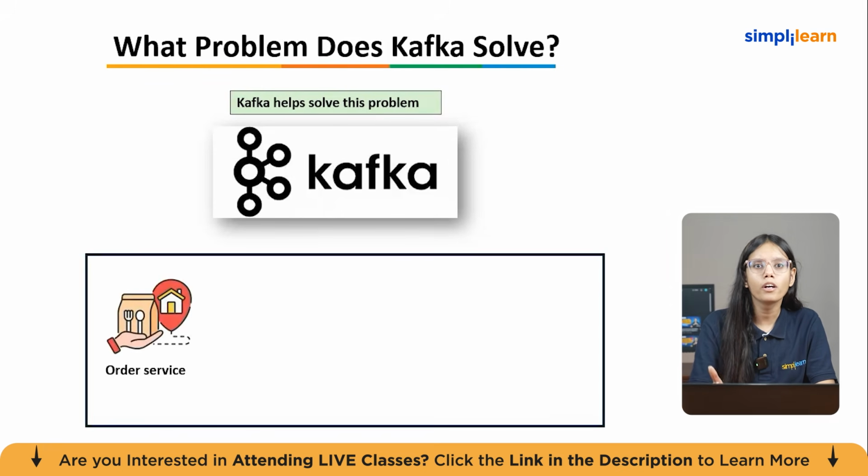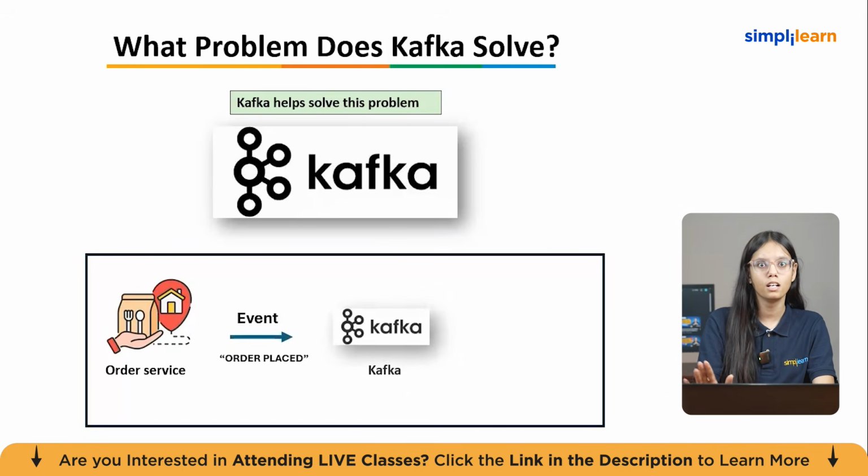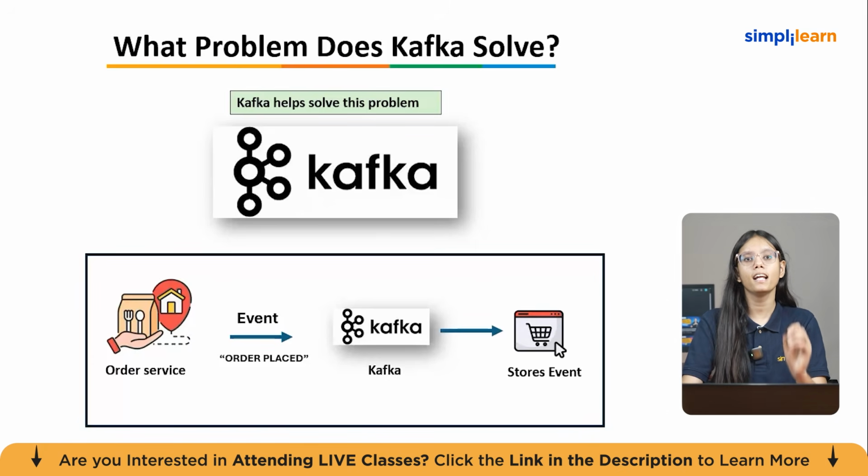Instead of directly talking to every service, the order service simply sends one event to Kafka, "order placed." Kafka stores that event. The other services can read it whenever they need. The inventory service can update stock, the payment service can verify payment, the notification service can send the confirmation, and then the analytics service can record that activity.